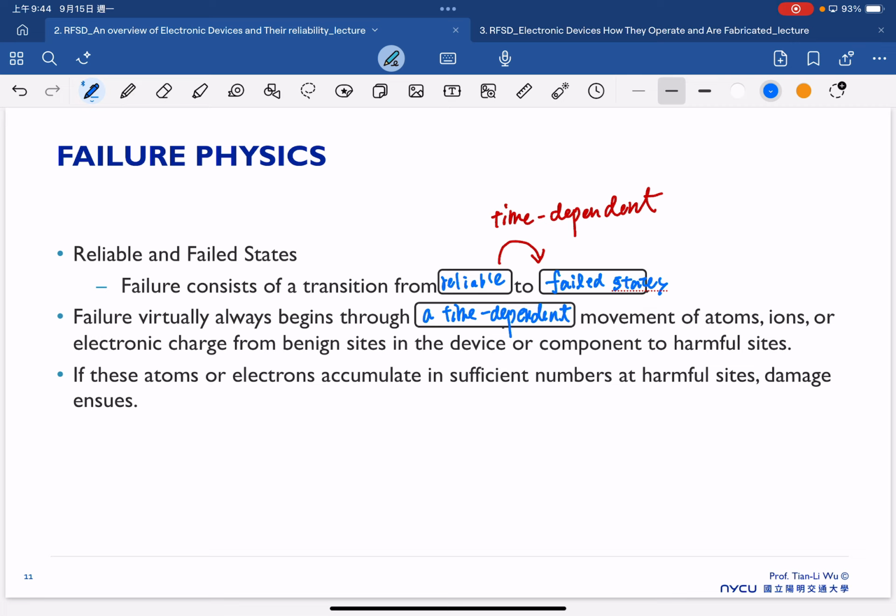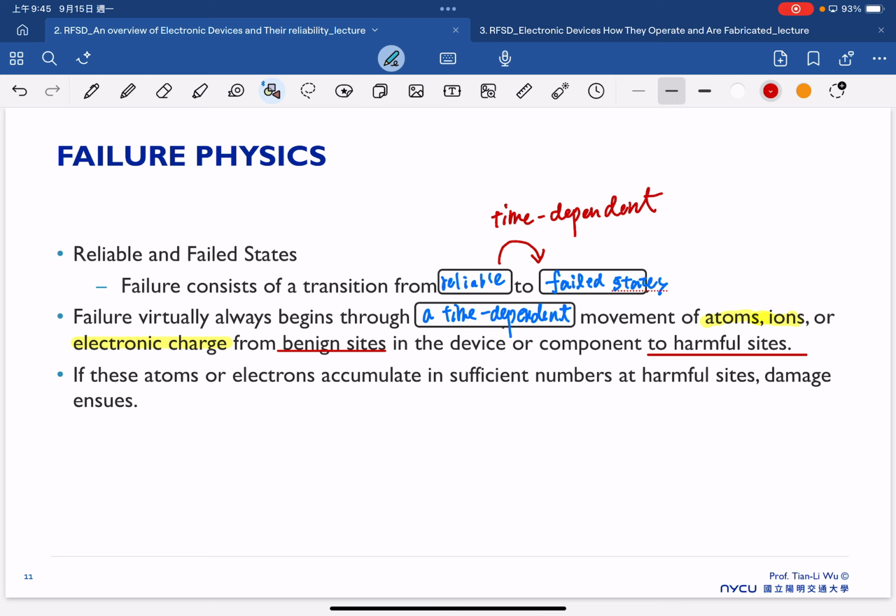movement of certain physics-based or chemistry-based species. For example, it can be the movement of atoms, the movement of ions, or the movement of electronic charge from a benign state in the device or component, in the end, to the harmful side. Benign means good: from a good beginning, in the end leading to a condition that will damage our device.